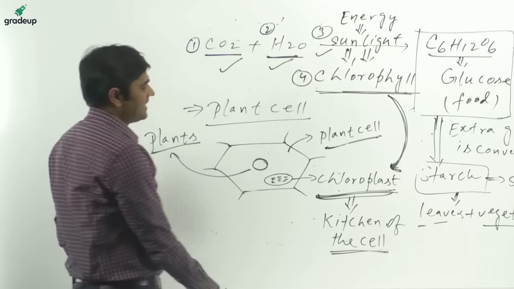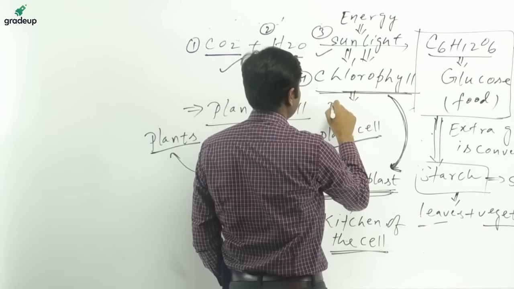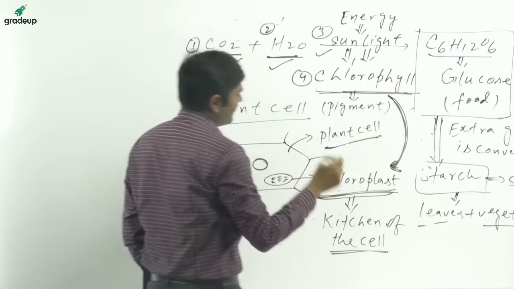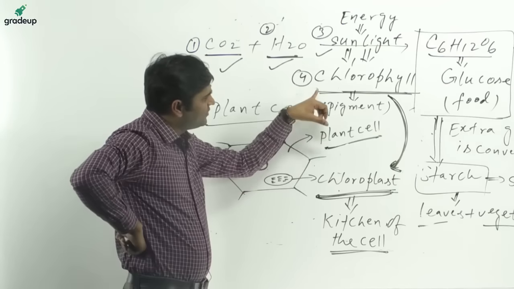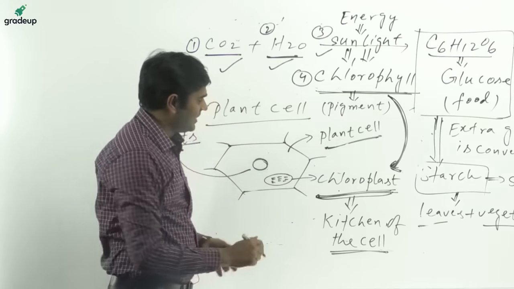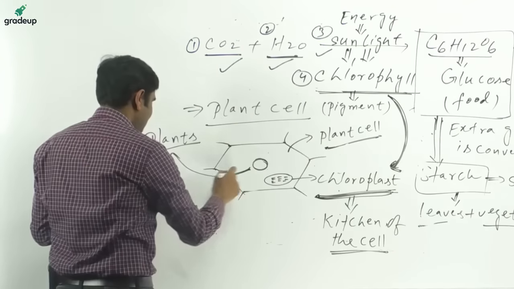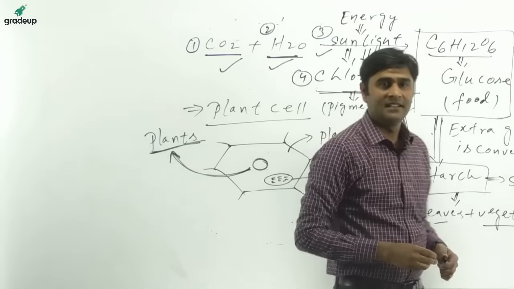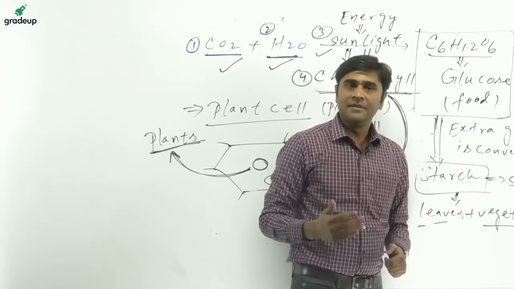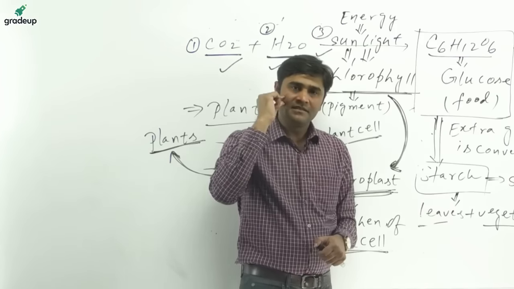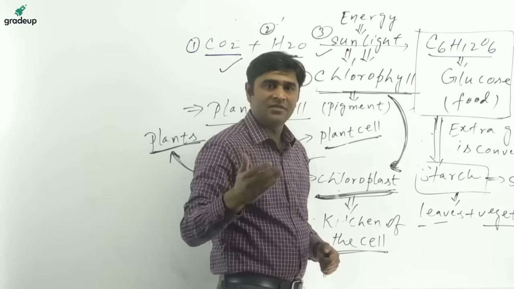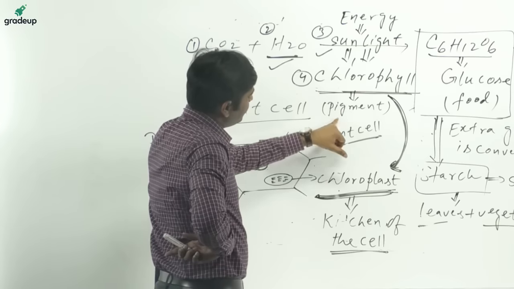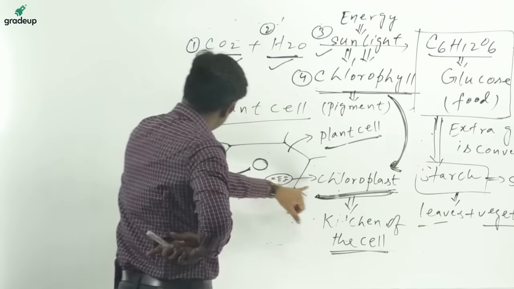So the green color of plants is given by a pigment. What is chlorophyll? It is a green pigment. So the green color of plants is due to the pigment chlorophyll. Due to the presence of chlorophyll, chloroplasts are green, and due to this pigment, plants are green. Our blood is red due to the presence of a pigment called hemoglobin. Skin is black due to the presence of a pigment called melanin. So similarly, chlorophyll is a green pigment due to which chloroplasts are green and plants are green.